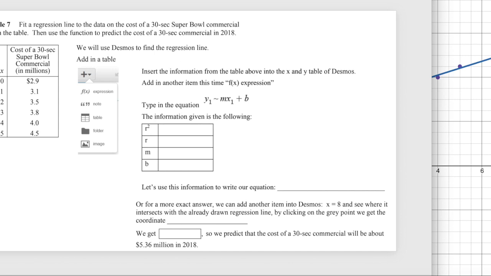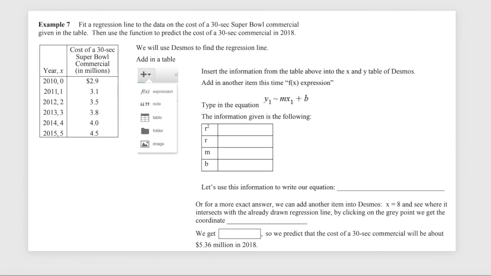Coming back to our data here on our screen, we typed in the equation y sub 1 is about m x sub 1 plus b. We received the information for r squared, r, m, and b. So now we can use this information to write our equation. Y is equal to m, 0.314286x, plus b, 2.84762. So a much more accurate representation of our data, a more concrete one, if you will.